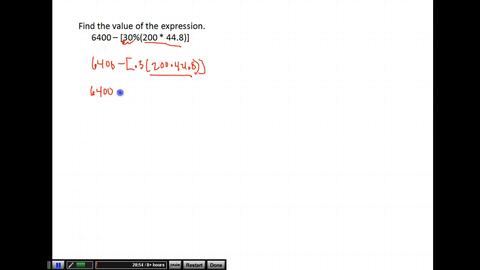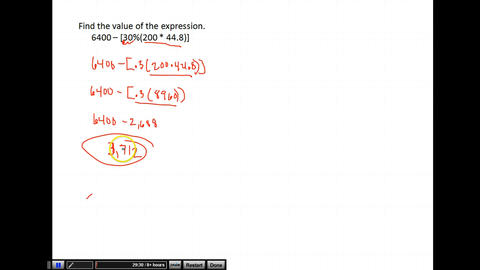Leave everything else exactly as it was. So I still have 6,400 minus bracket 0.3 times, but I've calculated this is 8,960. We're working our way out, so now we're going to multiply by 0.3. So now we're down to 6,400 minus 2,688, and we just do our subtraction. And I'm left with 3,712.